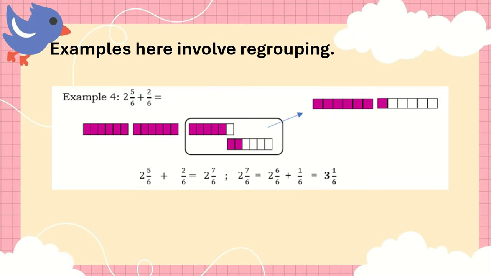Example 4, 2 5/6 plus 2/6 is equal to blank. Take a look at the illustration. 2 5/6 plus 2/6 is equal to 2 7/6. 2 7/6 is equal to 2 6/6 plus 1/6 is equal to 3 1/6.